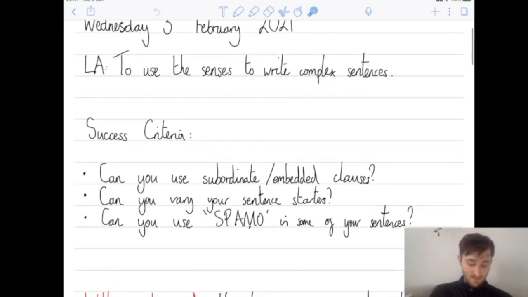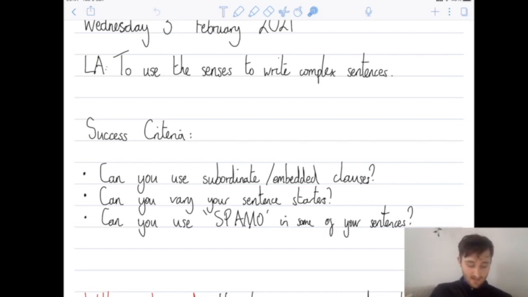So can you use your subordinate and embedded clauses? It's what we were doing, I think, last week. Your subordinate clause, where you could put that at the beginning or the end, or our embedded, you even could put it in the middle, and that extra bit of added information to our sentence.